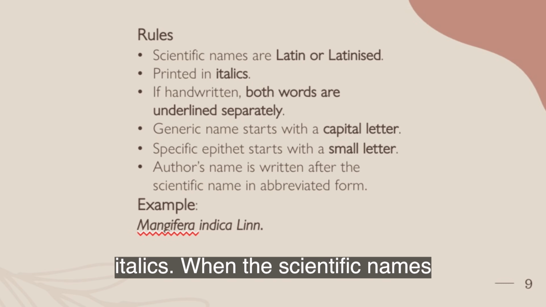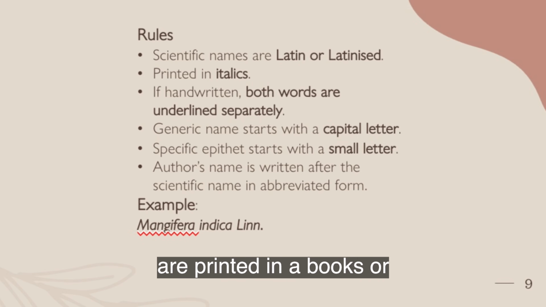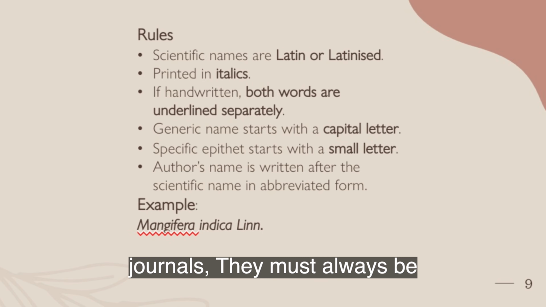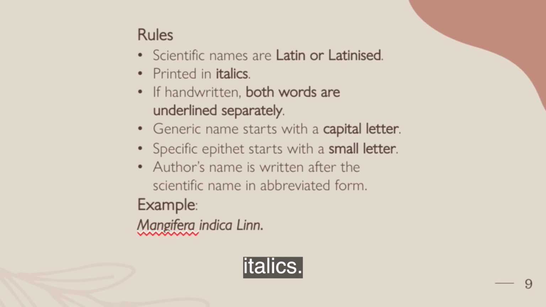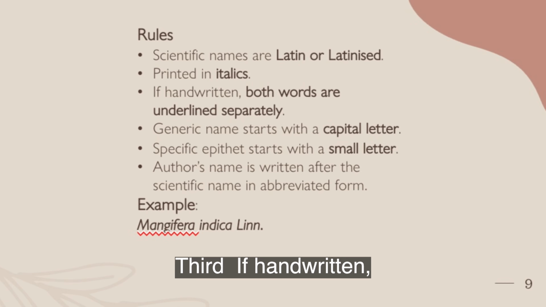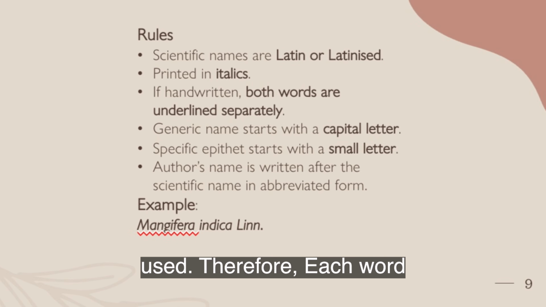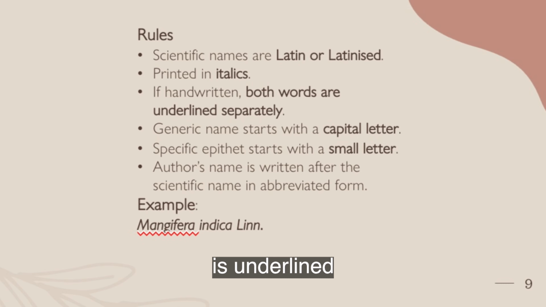When the scientific names are printed in books or journals, they must always be written in italics. Third, if handwritten, both words are underlined separately. When writing by hand, italics cannot be used, therefore, each word is underlined separately.